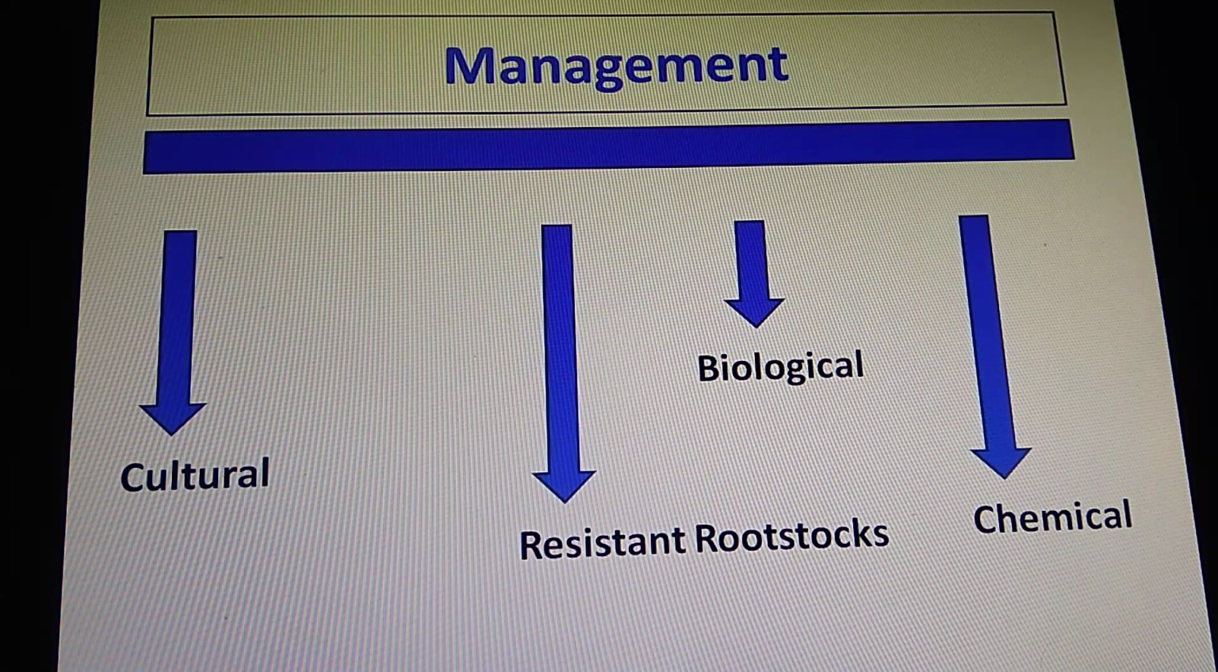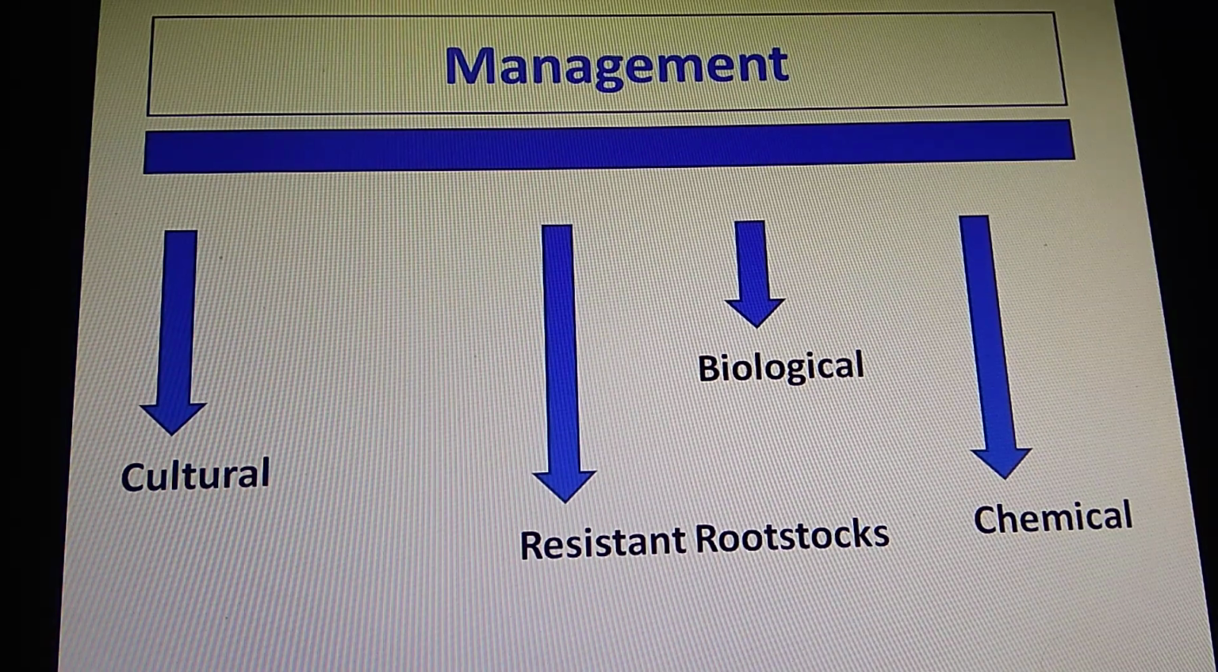Management. So now we will discuss management. In management also we may divide it into cultural part, biological part, using resistant rootstocks, and using chemicals. We will discuss all those things. In the cultural part, in citrus orchards, we should go for improving the drainage to avoid water stagnation.